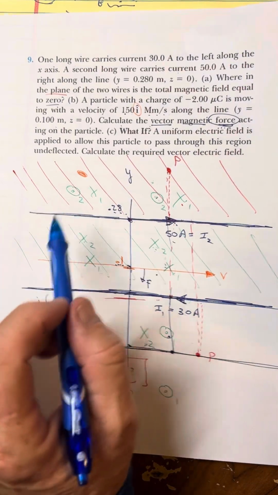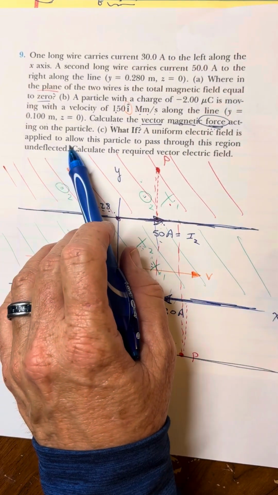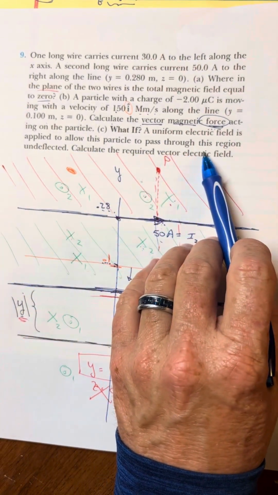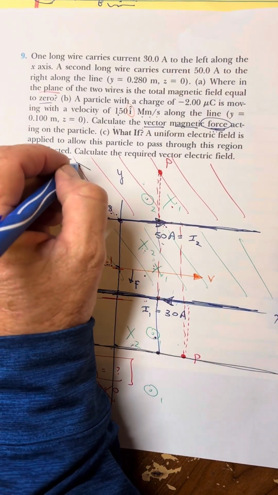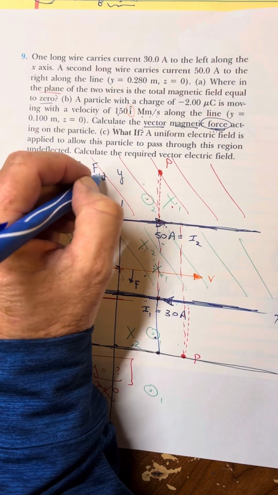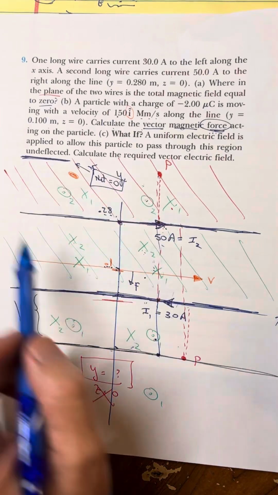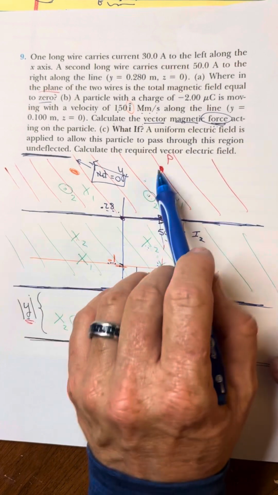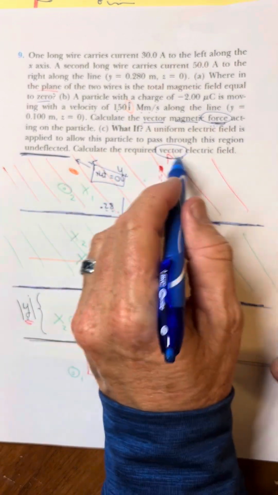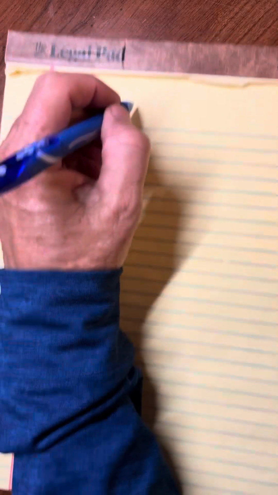And then C, what if a uniform electric field is applied to allow this particle to pass through this region undeflected? And of course, right there means net force is equal to 0. That's key here. Calculate the required electric field and vector electric field. So that means its magnitude and its direction. Okay, so maybe I'll call this page 3 here.